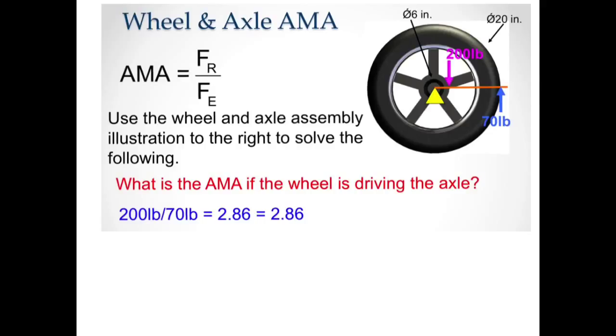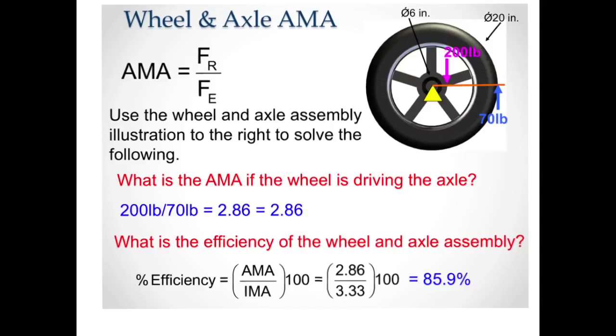So what is the AMA if the wheel is driving the axle? All right, so again, wheel is driving the axle. So that means that I'm going to put my effort force on the outside of the wheel. So effort is going to be 70 pounds. And my resistance, again, wheel driving the axle, that means my resistance force is put on the axle, and it tells me it is 200 pounds. So force resistance, 200 pounds, divided by force effort, 70 pounds. Pounds canceling out, leaving me with 2.86.